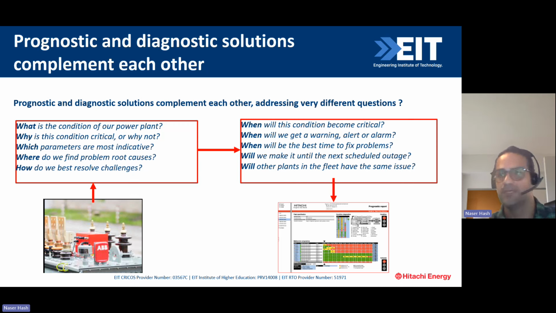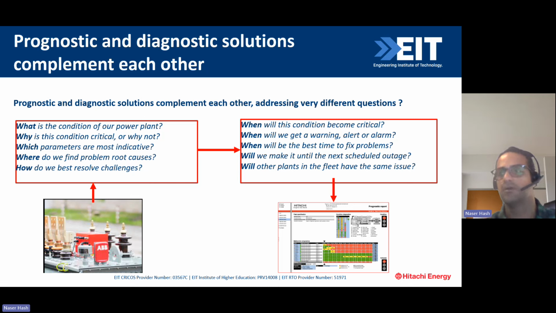When would be the best time, based on the probability of failure, to fix the equipment? When do we need to schedule? These are the future, which we don't know. We have to have an indication for that. And will other plants in the fleet have the same issues or not? That's again the comparison of the probability of failure, if you have multiple plants and want to do the comparison.